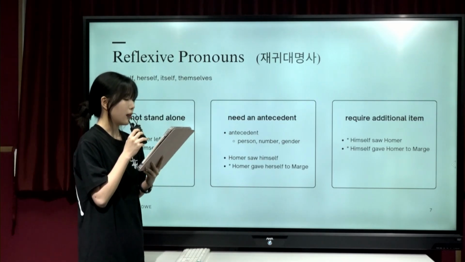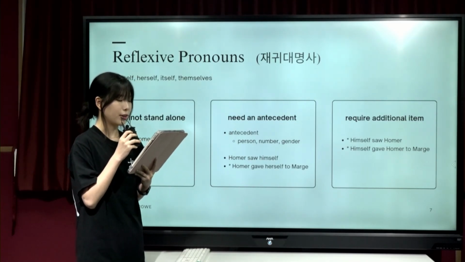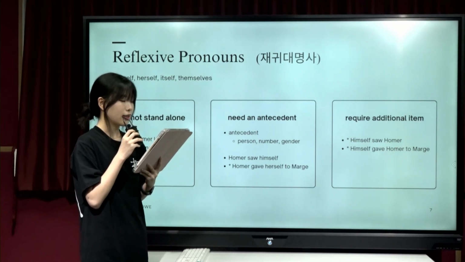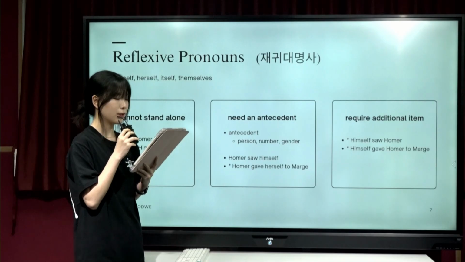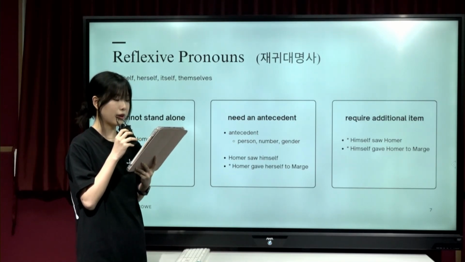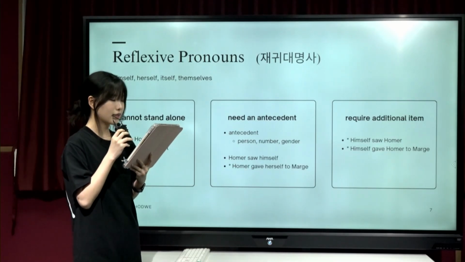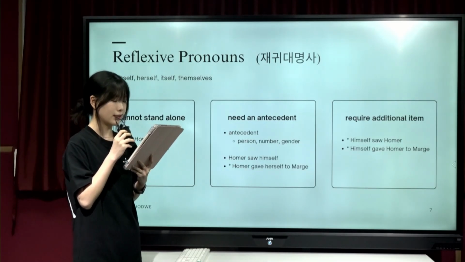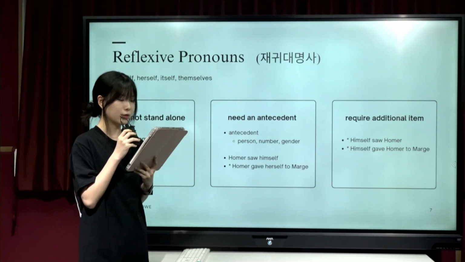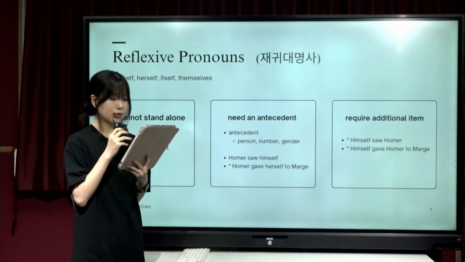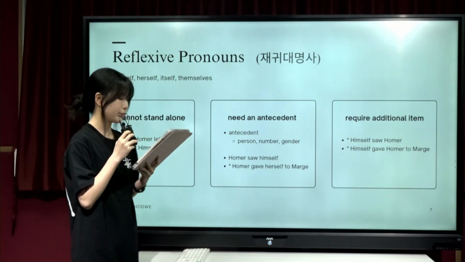Last, not any noun works as an antecedent. It's not enough just to have another noun in the sentence. The sentence himself saw Homer is ungrammatical because a reflexive must be bound to the right subject in the right position, just as with NPIs. So reflexive pronouns need a proper antecedent in the same sentence, and the relation between them follows strict rules. This makes reflexives different from normal pronouns like he or she.